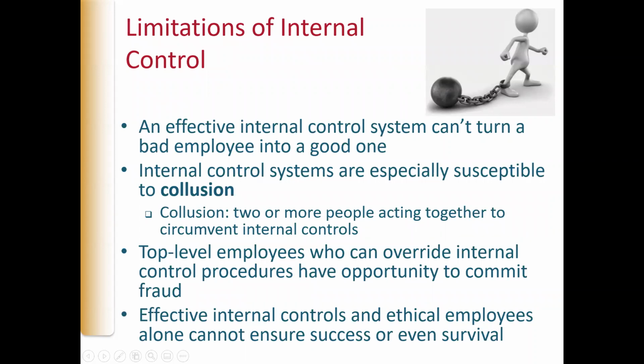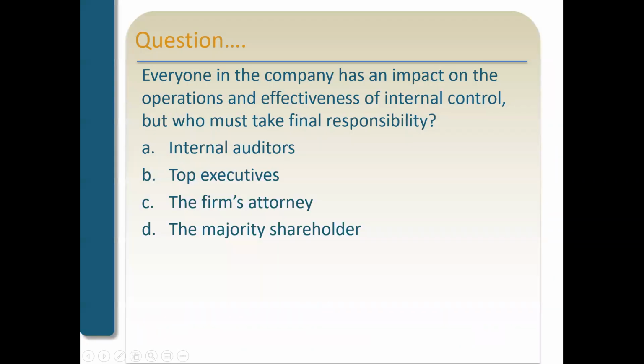Now, limitations on internal controls. An effective internal control system can't turn a bad employee into a good one. Internal control systems are susceptible to collusion, where 2 or more people act together to circumvent internal controls. Top-level employees who can override internal control procedures have opportunity to commit fraud. And effective internal controls and ethical employees alone don't ensure success or even survival of a company.